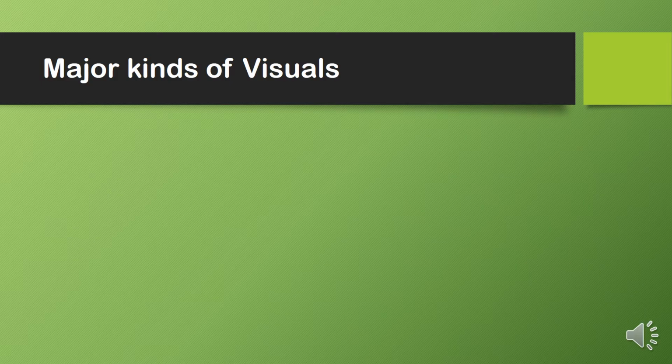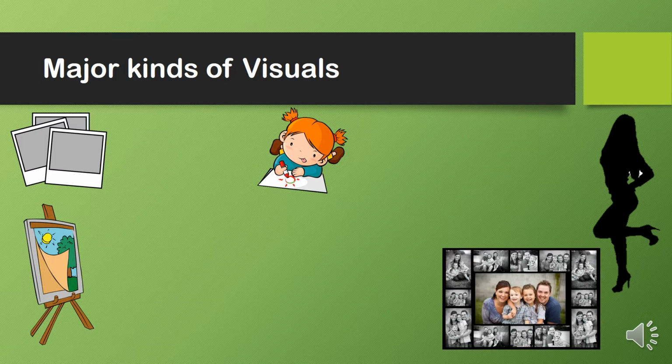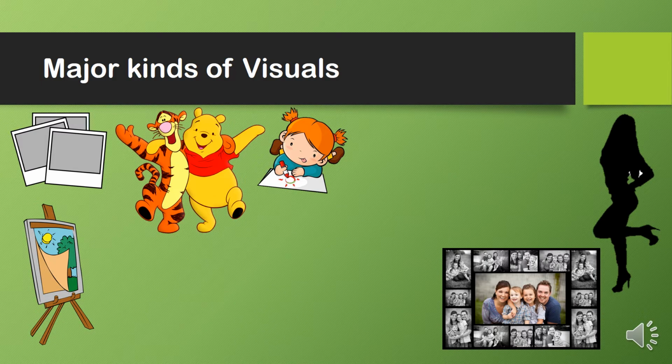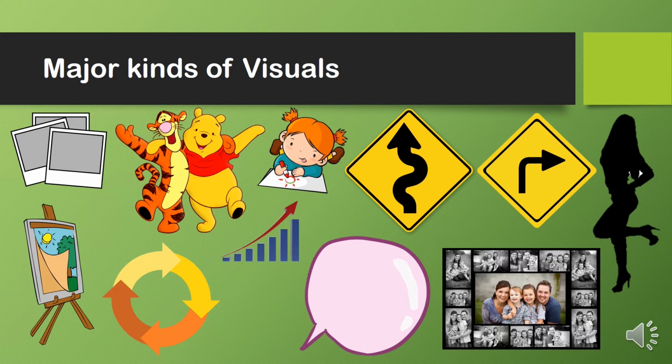Here are the major kinds of visuals we often find in published materials: photos, drawings, simplified figures like silhouettes, paintings, collages, cartoons, mock documents that simulate real life documents like road signs, conceptual drawings like an arrow to represent a life cycle, graphs, charts, maps, and diagrams. Functional illustrations like speech or thought bubbles.